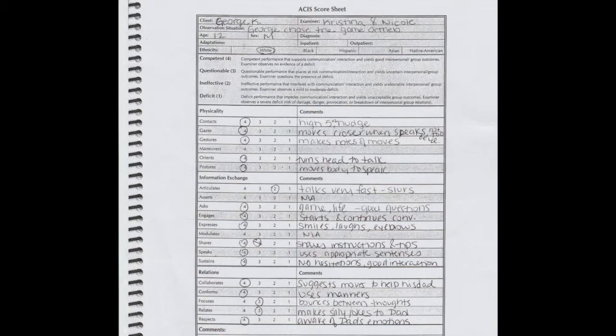For our assessment, we observed George. George is 12 years old and chose to play the game Othello in a one-on-one interaction with his father in his living room, which is a natural setting for him. The observation lasted about 27 minutes. The score sheet was filled out during and immediately following the observation. The following video highlights our observation and the rating of specific items from each domain of the assessment.